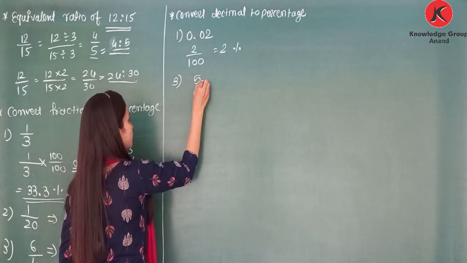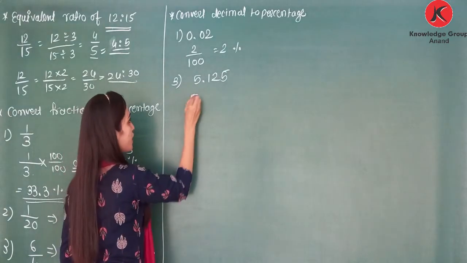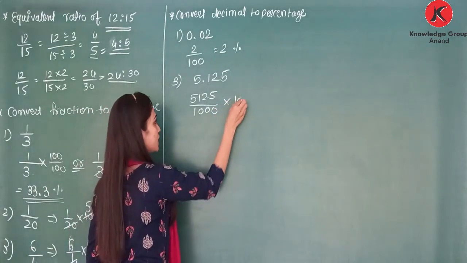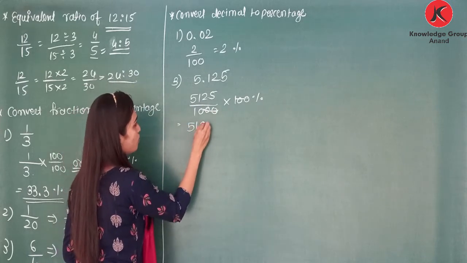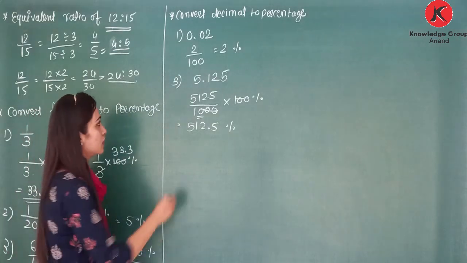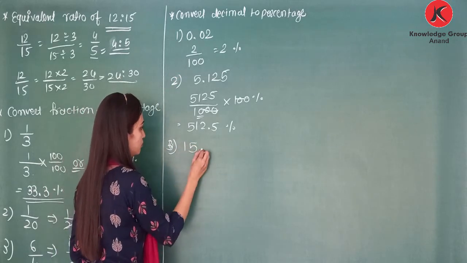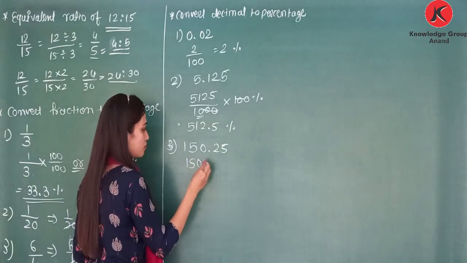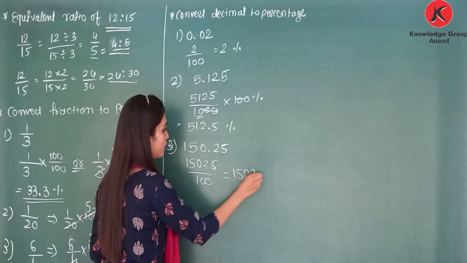If it is 5.125, that can be written as 5125 divided by 1000. Convert it into percentage by multiplying with 100%. So it is written as 512.5% because 10 is there in the denominator. Next, .25, so it is written as 15025 divided by 100. So 15025%.